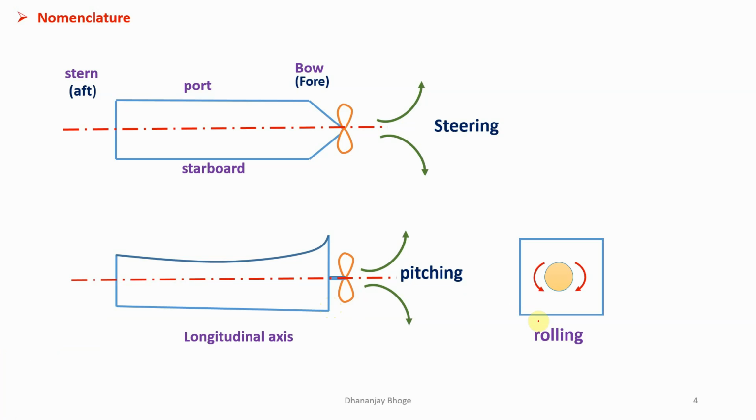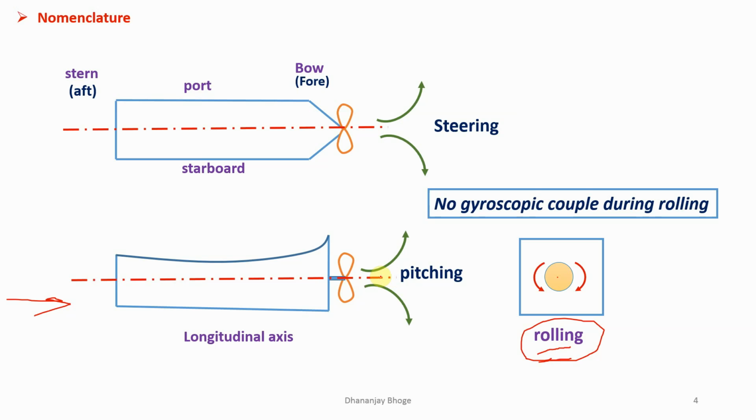Now there is third type of motion which is visible in the side view. Say you are looking at the ship from the stern end, and you will observe that the ship is oscillating about its longitudinal axis. Okay. This motion is called as rolling motion of the ship. During rolling motion, there is no change in the direction of axis of spin. So it will not induce the gyroscopic torque. So in case of naval ships, gyroscopic torque is produced only during steering and pitching, and it is absent during rolling motion.